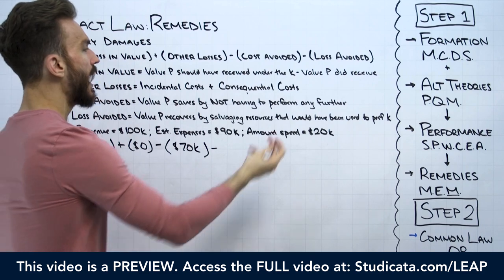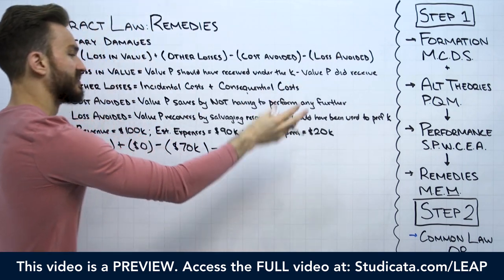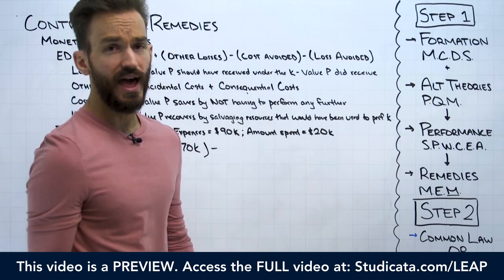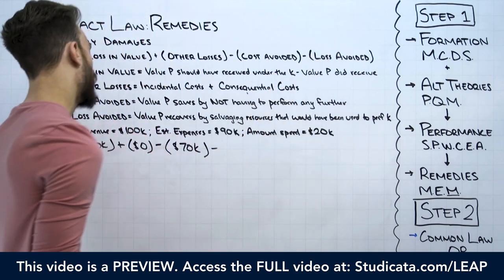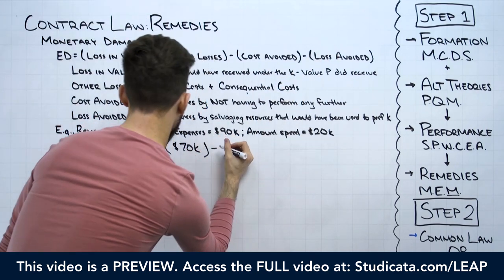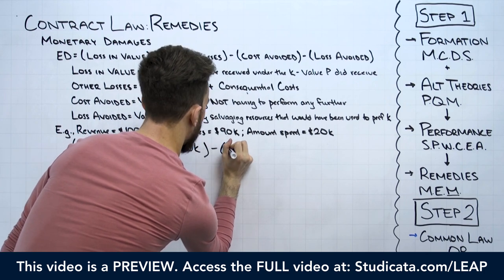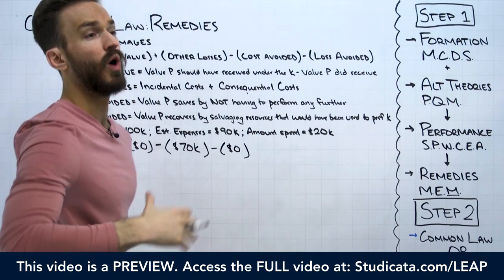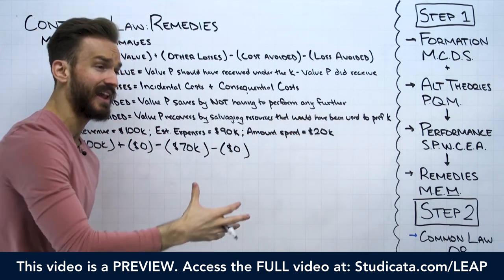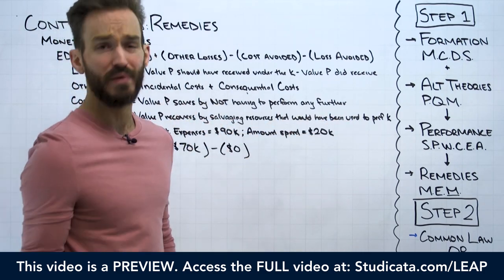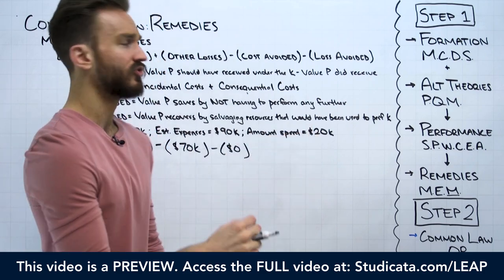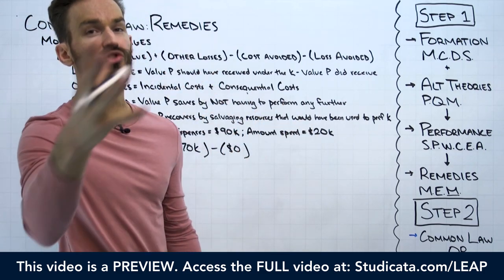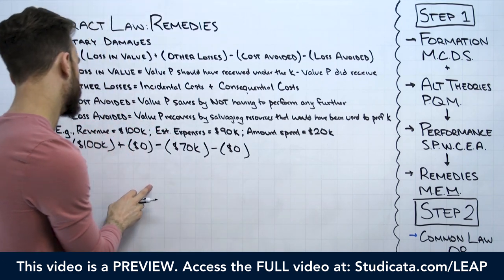And then do we have any loss avoided? Was he able to salvage the lumber or anything like that? Let's say that there was no way to salvage. He doesn't have any loss avoided, so we can put this at zero. This was a once in a lifetime build for him. He didn't have any other projects. Maybe it's a newer business and he doesn't have other clients. There's no way for him to salvage any resources and use them on another project, for whatever reason.